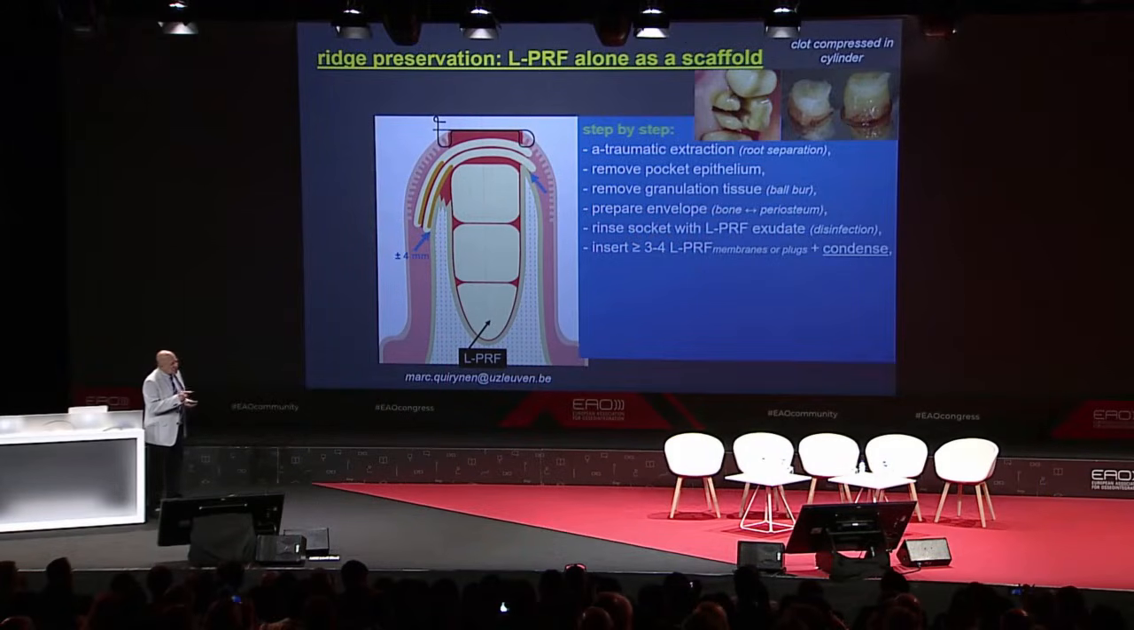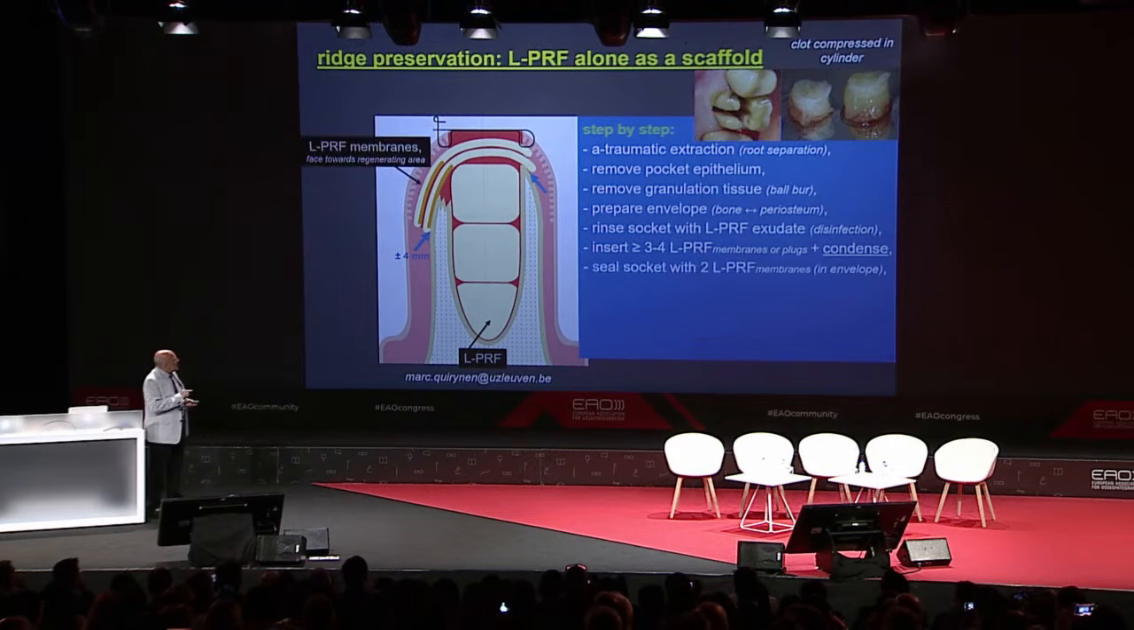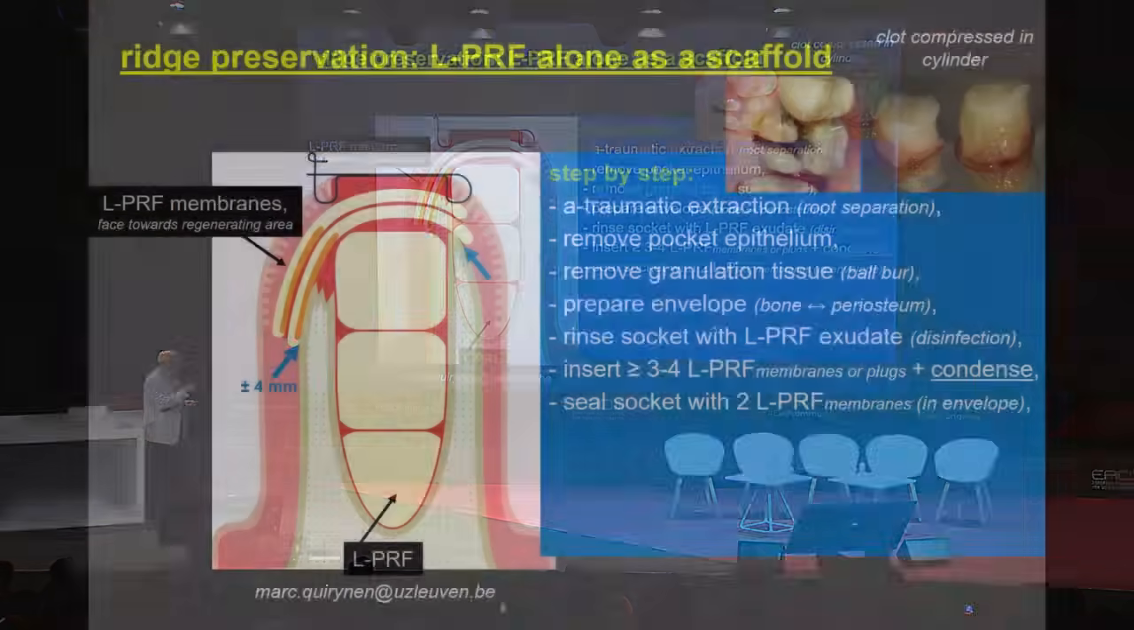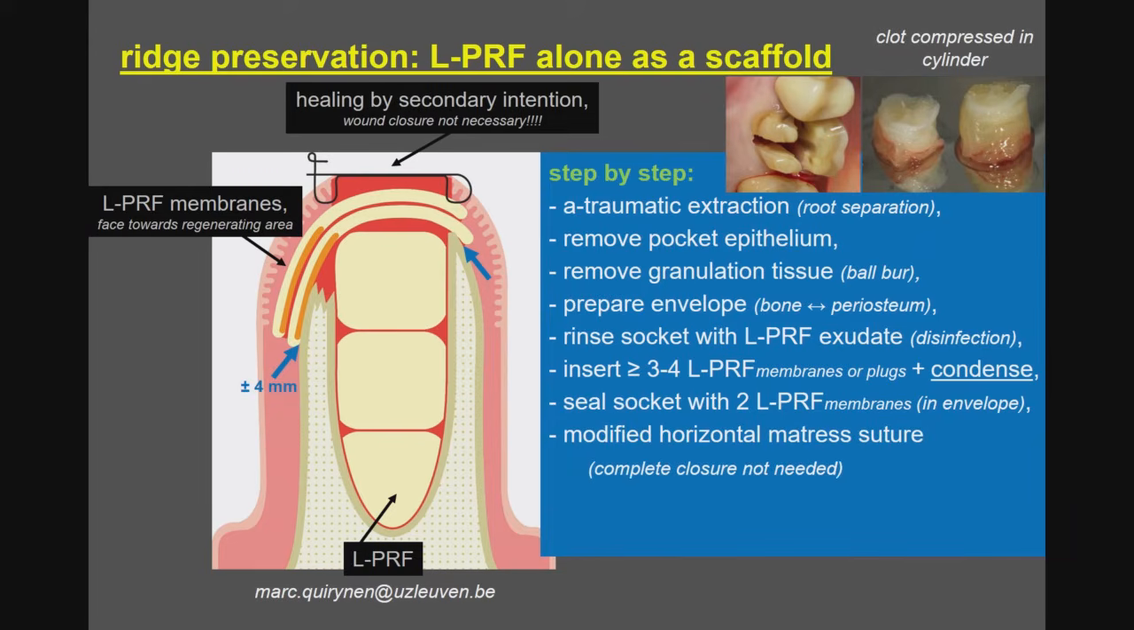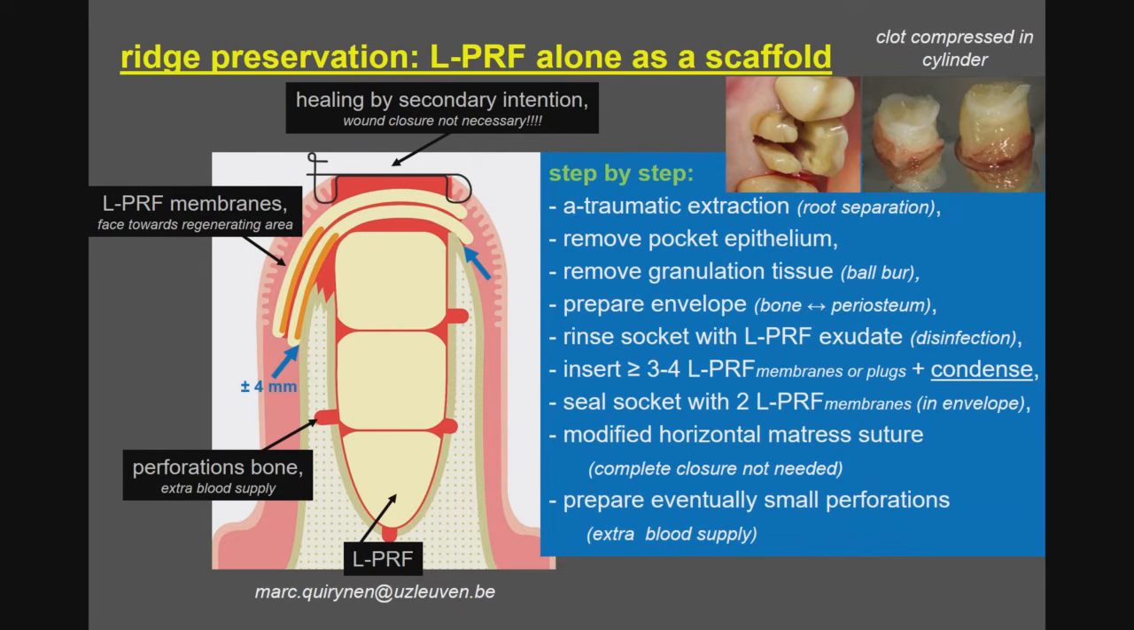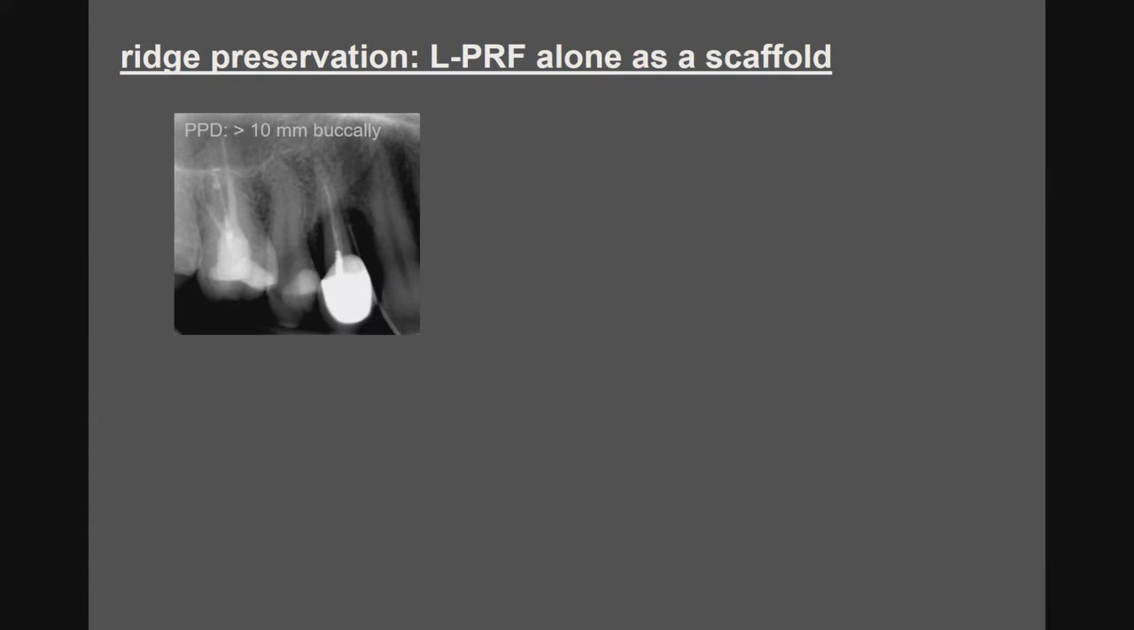Here you see a plug. It's basically a clot that has been compressed into a cylinder. And then, and this step is very important, we will seal the entrance to the socket with these membranes that are pushed into the envelope that we have prepared beforehand. And then we simply suture, not to approach the two flaps or to close the wound, but just to keep the LPRF membranes in position. And if you don't see enough bleeding, it might be wise to make some perforations in the surrounding bone.